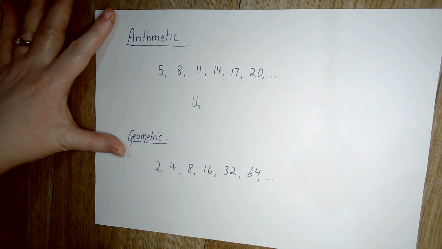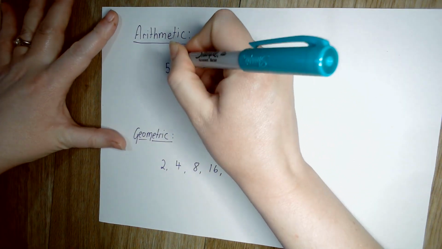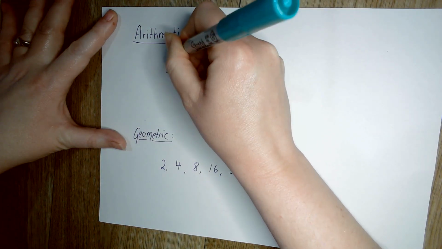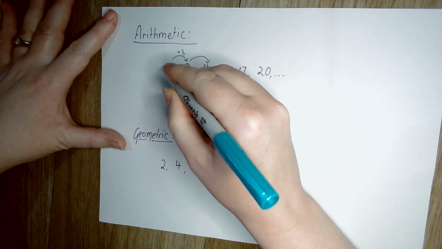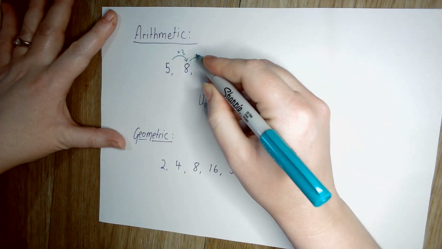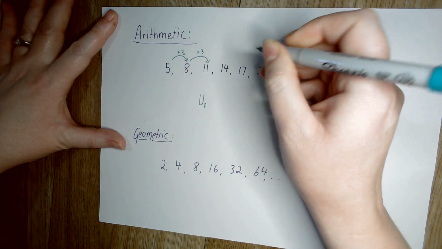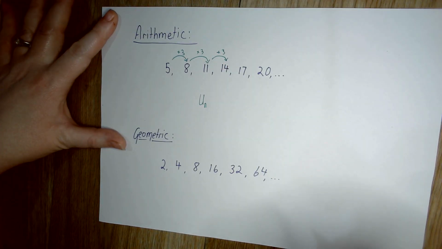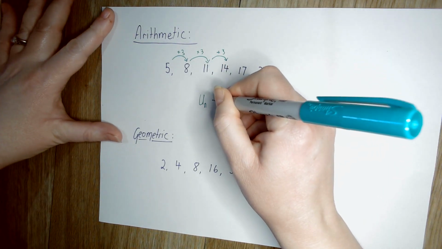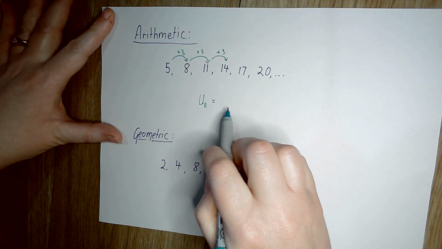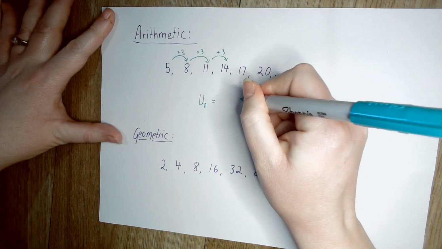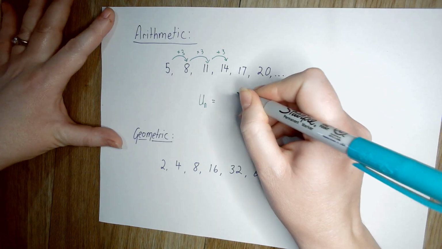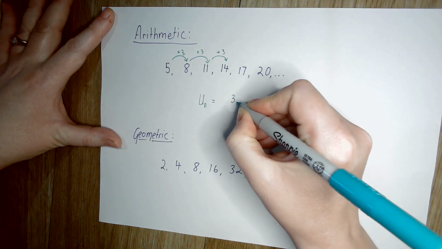Now this first arithmetic sequence, we know it's arithmetic because every single time we're adding 3. So to get from 5 to 8, you add 3. To get from 8 to 11, you add 3. To get from 11 to 14, you add 3, and so on. So we know somewhere in our general term formula we're going to have a 3. It's like a 3 times n there.